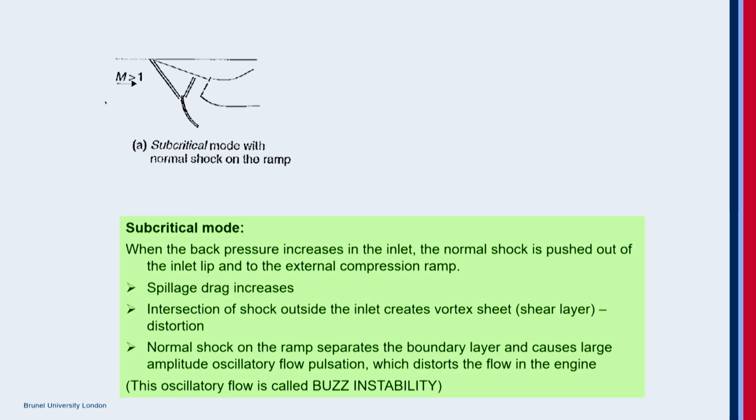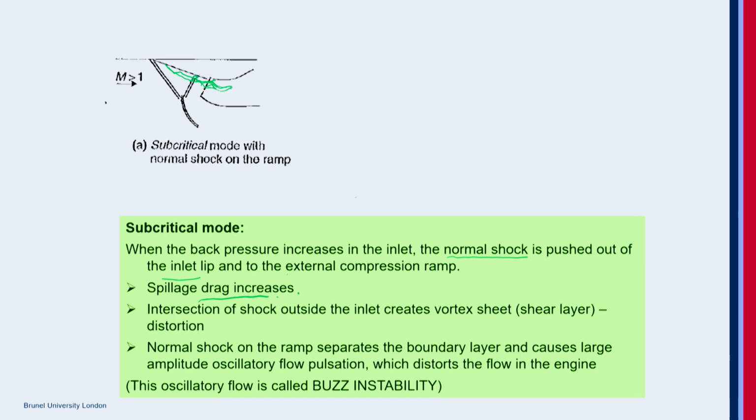Subcritical mode is what you see here. When the back pressure increases, the normal shock is pushed out of the inlet lip, and now the shock is on the external compression ramp. Now there are two challenges here. Now there is also a boundary layer effect here. There will be boundary layer separation, shock boundary layer interactions, and the distorted flow coming into the engine, and also partially blocking the entrance into the engine. Now, because of this, the spillage drag also increases.